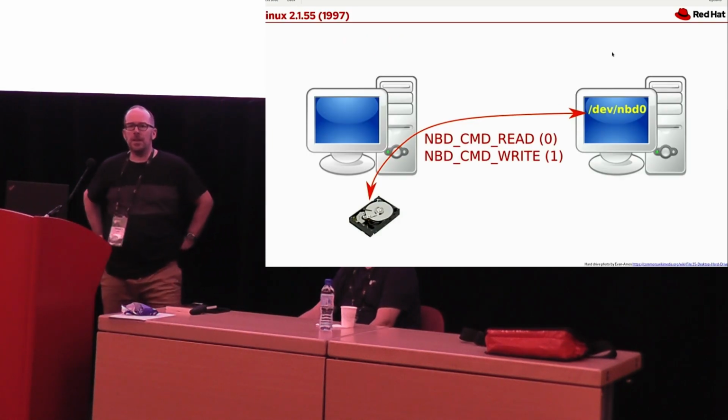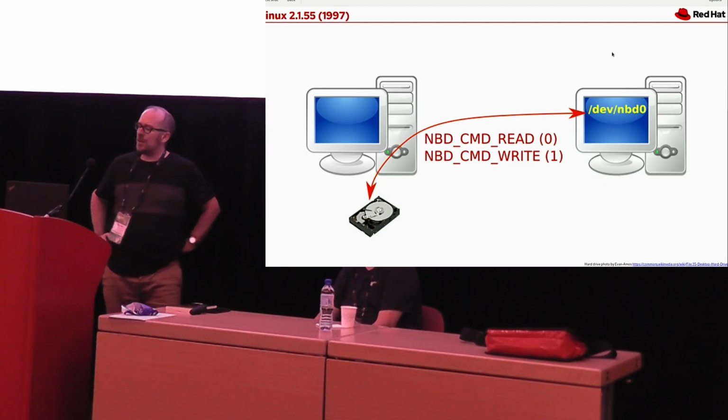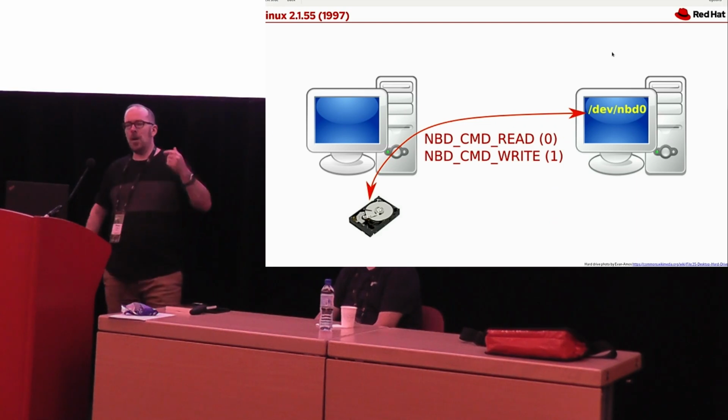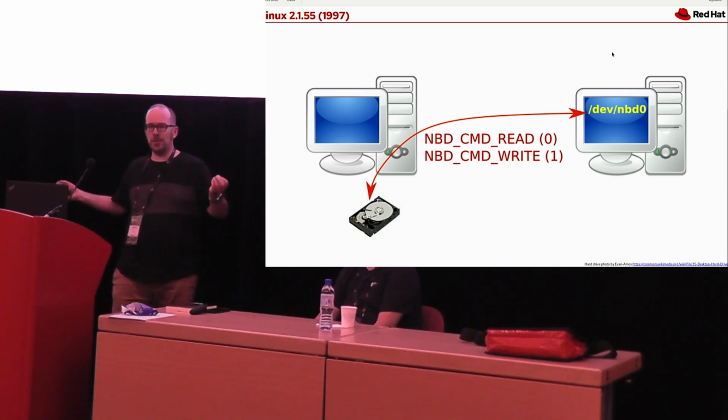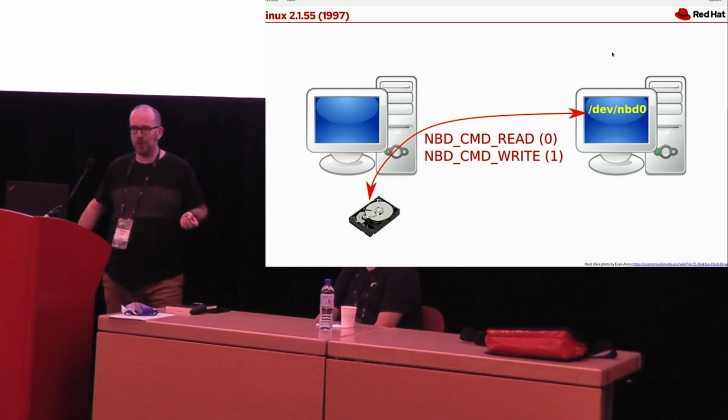So NBD, Network Block Device, was added to Linux 22 years ago, in 1997. Cast your minds back. It's very simple. On the left, we've got an NBD server, and perhaps that server's got an extra disk or a spare partition, and you want to make that appear on the client on the right as a virtual device, /dev/nbd0. These two machines aren't virtual machines, they're real servers separated by a bit of Ethernet cable.